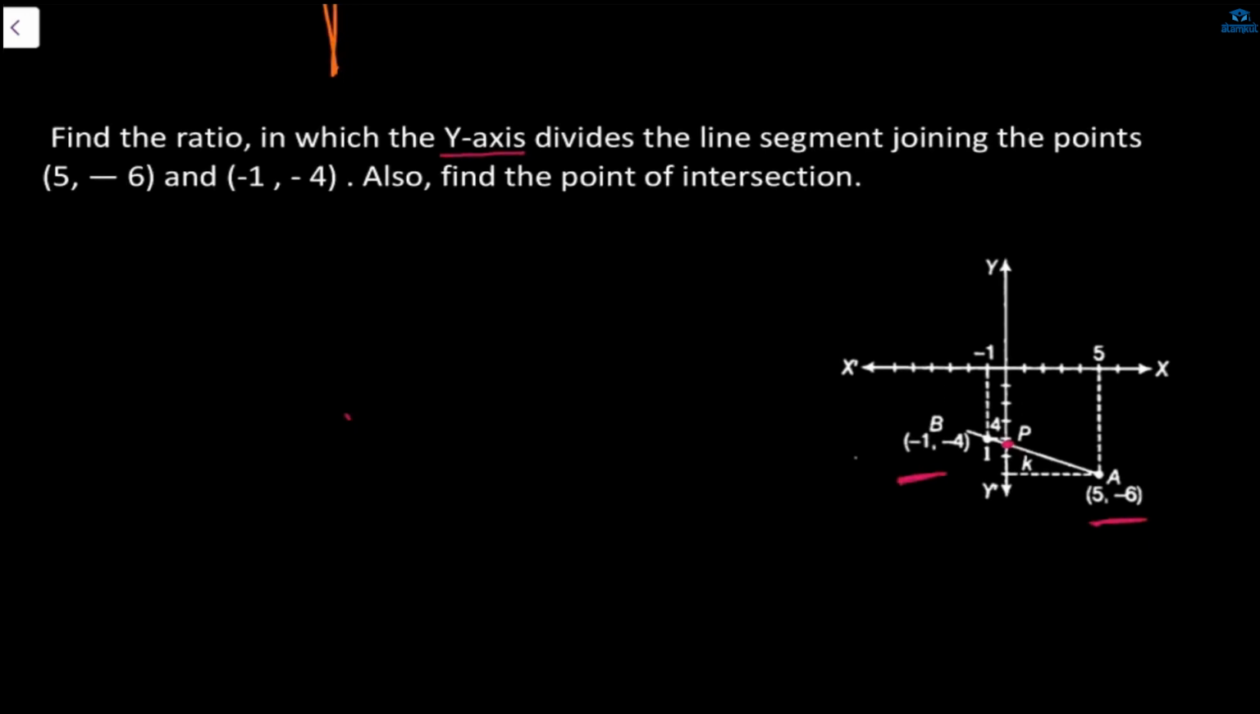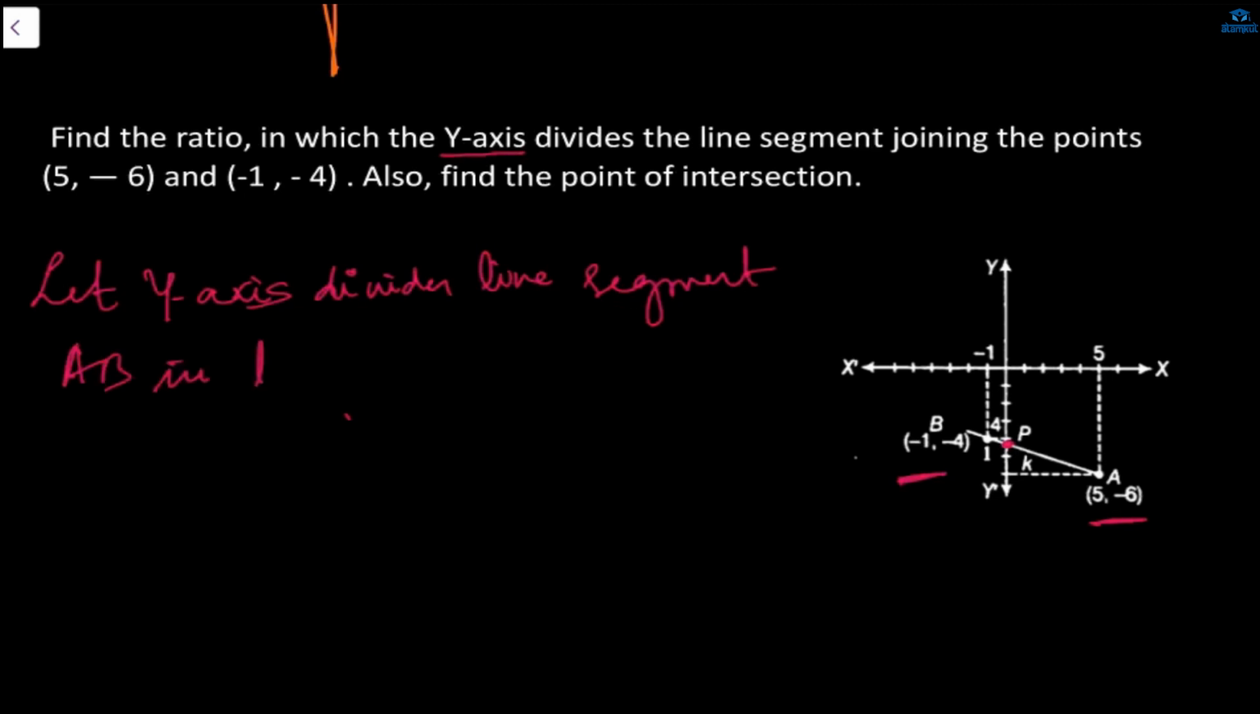Now how can we solve these types of problems? First of all, we are going to let that this point P is dividing the line segment in the ratio k:1. Let the y-axis divide the segment in the ratio k:1 at P.